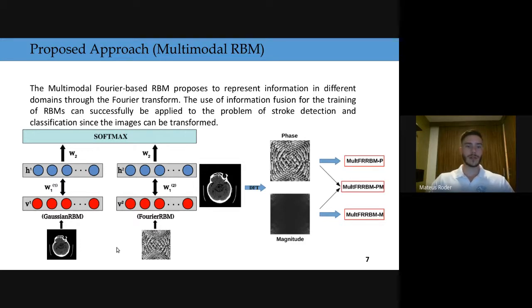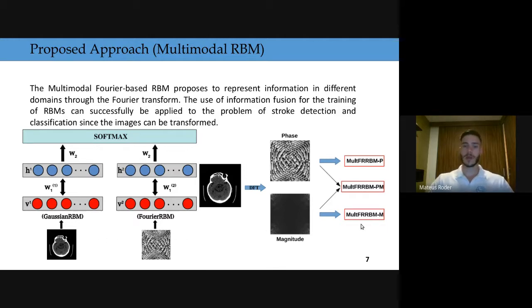Here, on the left side, we have a schema of two RBMs, in which the first one receives the original images, the CT images, in grayscale, with a Gaussian input. And on the right RBM, we have the input being the Fourier transform of the same image with the phase angle. Both networks are trained simultaneously, and after the unsupervised pre-training, we can fine-tune all the weights using backpropagation.